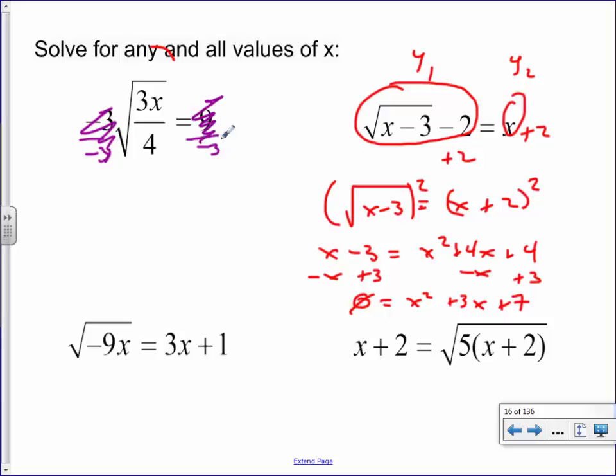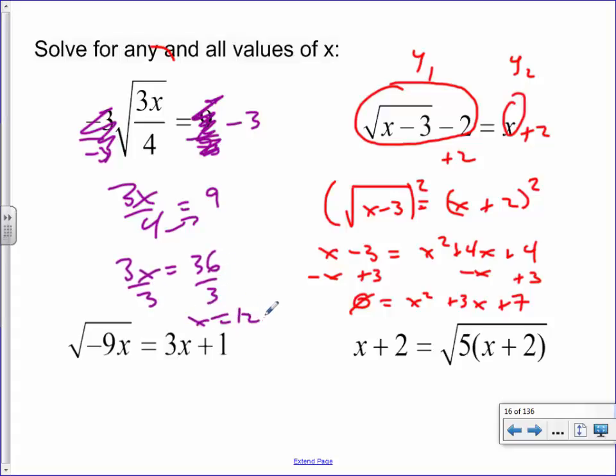So would it be okay if I just kind of did this and made that a -3 right there? So then would you still square the square root? Yeah, square the square root. So squaring the square root makes it go away. So you get 3x over 4. And what happens when you square -3? Positive 9. Times the 4. That gives you 36. And then divide by 3, divide by 3. X is 12.